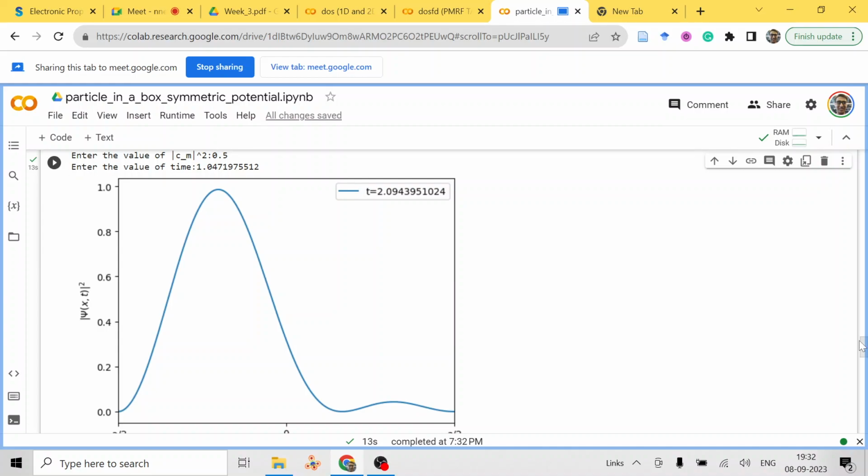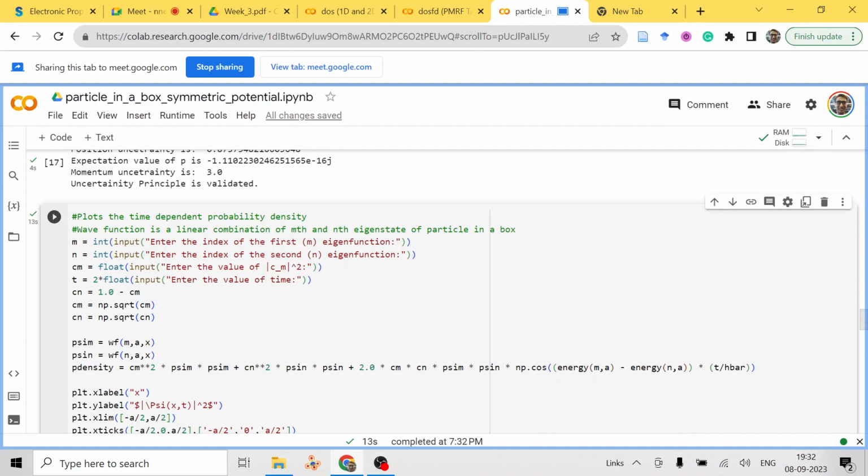Okay, you can see at t equals 2 pi by 3 your value has changed. I put this and I just changed it. I don't remember how to exactly multiply, and I would have to calculate and put in the value of time. So instead, in the code itself I have multiplied by 2. Whatever I put as pi by 3, it just multiplies by 2.